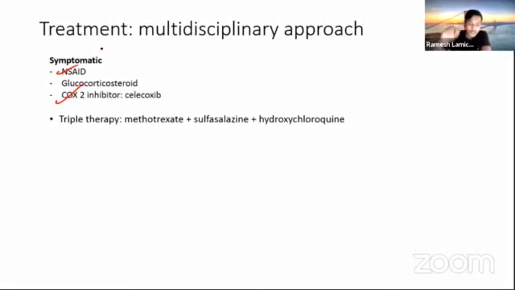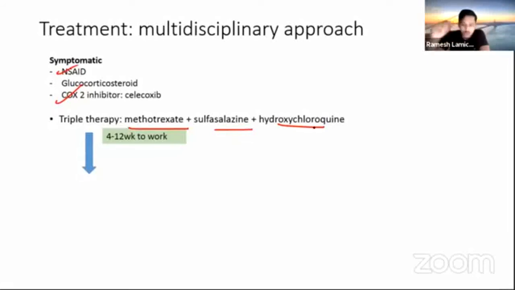And the first therapy we use is the triple therapy. And triple therapy, there are 3 drugs, as you know, methotrexate, sulfasalazine, and hydroxychloroquine. All right. So this triple therapy takes time to work. It usually takes 4 to 12 weeks to work. So patient নিতেছে কি 4 to 12 weeks লাগতেছে কাজ করার জন্য.